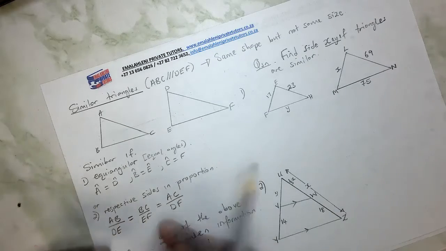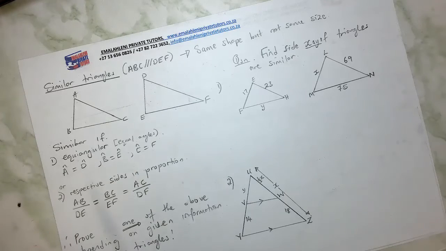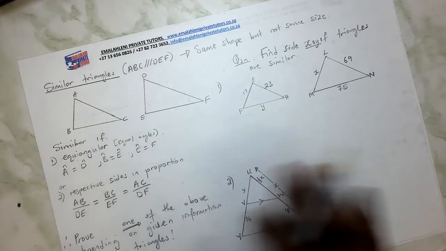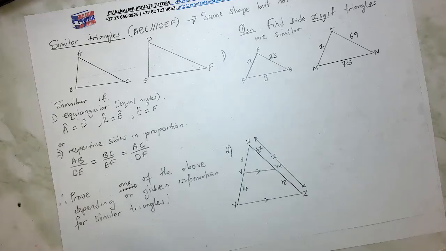So what do you need to do when they ask you, and this comes up mostly, to prove that the triangles are similar? Now, how do you prove that the triangles are similar? Please, guys, you must know that you have to prove one of these two properties, okay? One of these two properties. You don't need to prove everything.